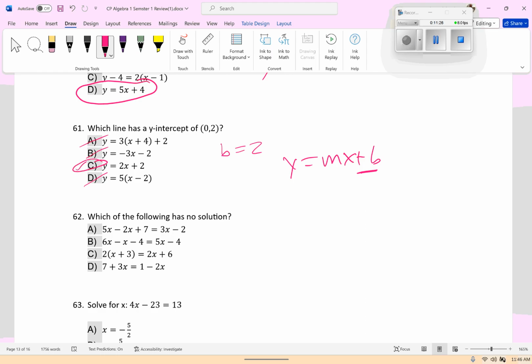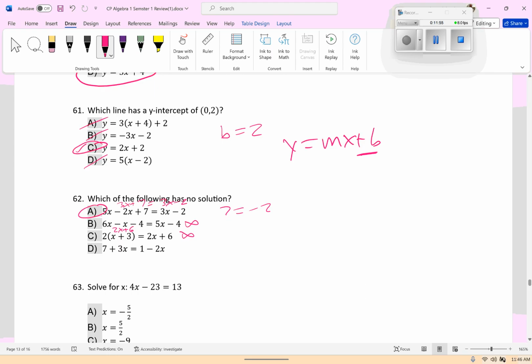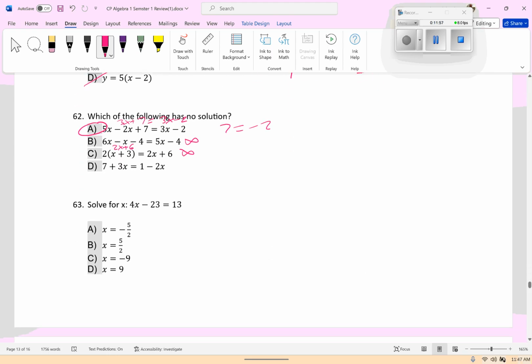Which of the following has no solution? That's going to give me 3x plus 7 equals 3x minus 2. If I subtract the 3x, I get 7 equals negative 2. That's no solution. What about this one? That's going to give me 5x minus 4 and 5x minus 4. That has infinite solutions. This one, that's 2x plus 6, 2x plus 6. That's the same on both sides, so that's infinite solutions. This one will have a solution. So A is the only one that works for no solution. It's when you get an untrue statement, when all the x's go away.